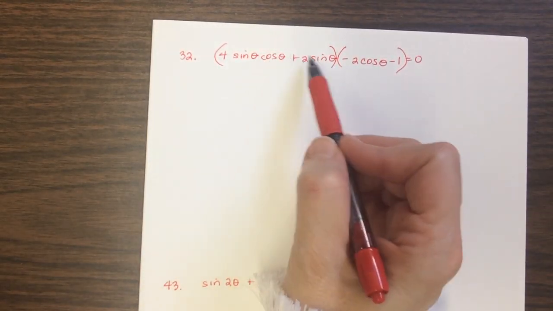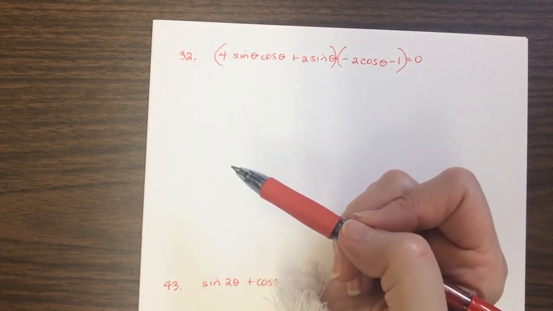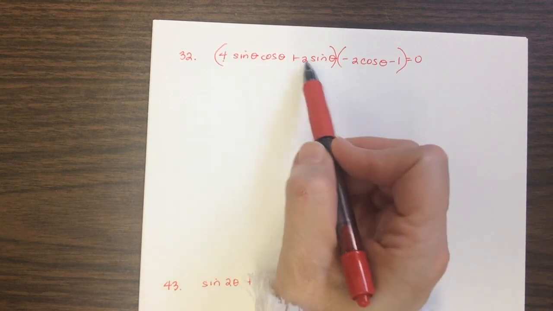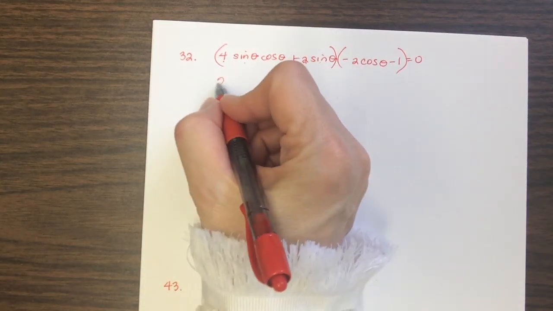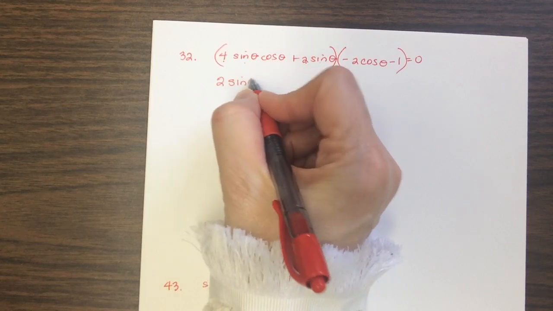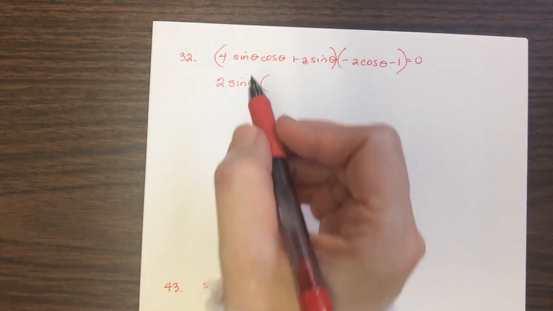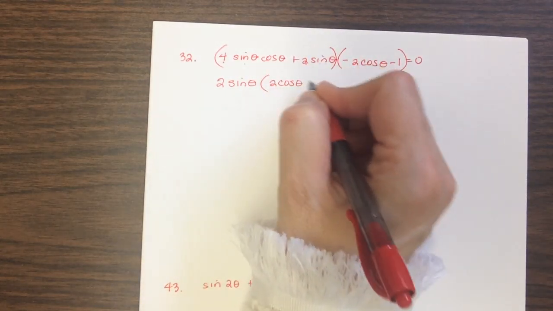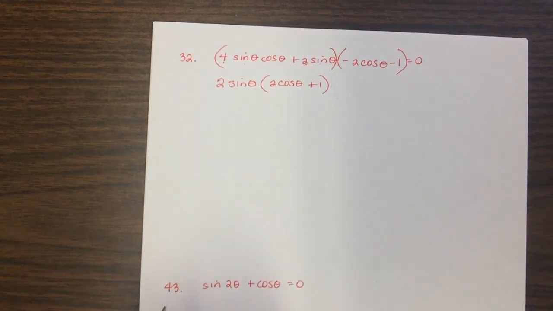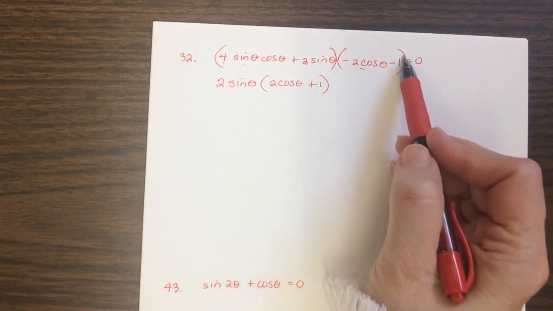So I'm looking at these 2 terms and thinking, do those 2 terms have a common factor in them? Well, yeah, both of them have a 2 in them, and both of them have sine theta in them. So I'm going to factor out my 2 sine theta. When I factor out my 2 sine theta, I'm left with 2 cosine theta plus 1. Alright, and this is looking good because that's what I need to get out of this group.